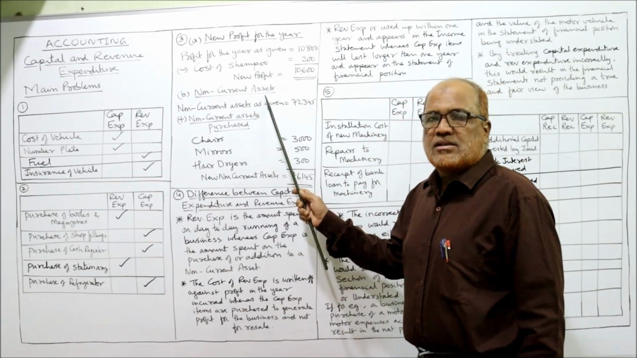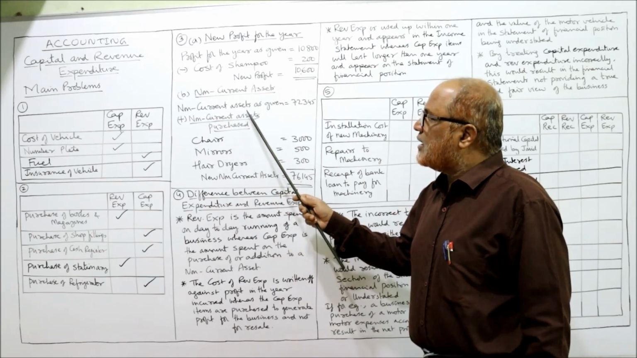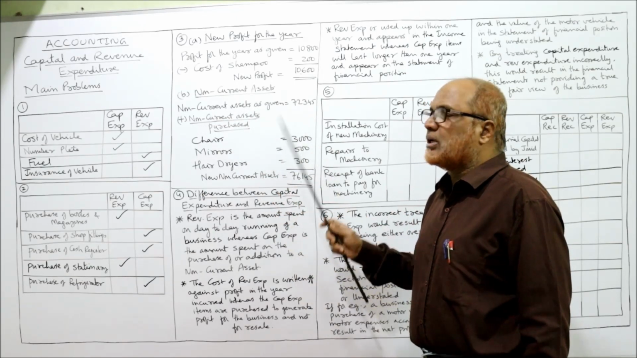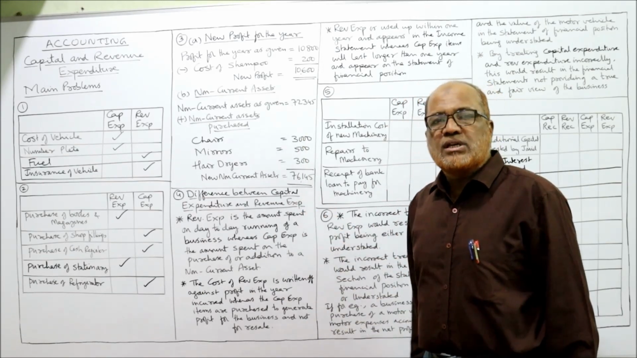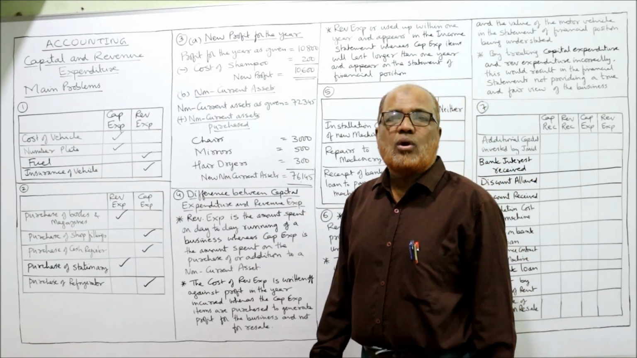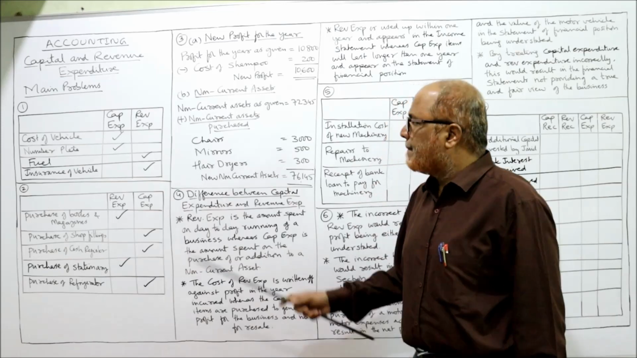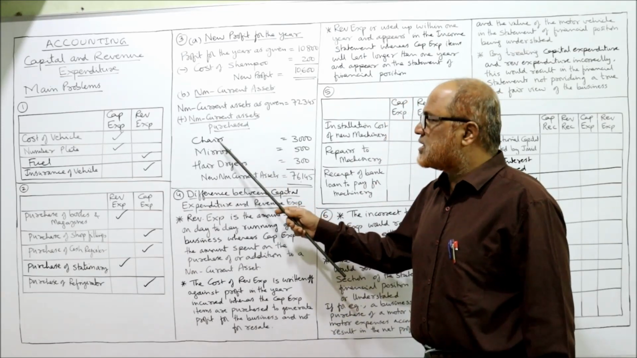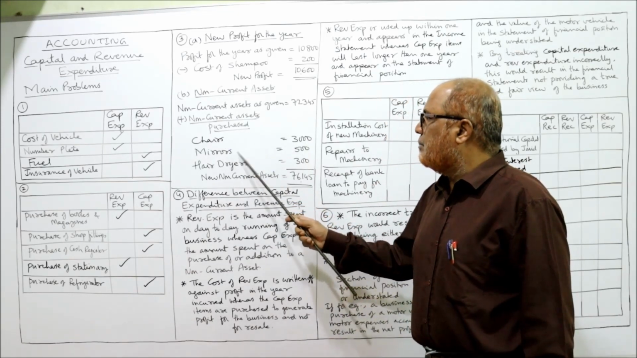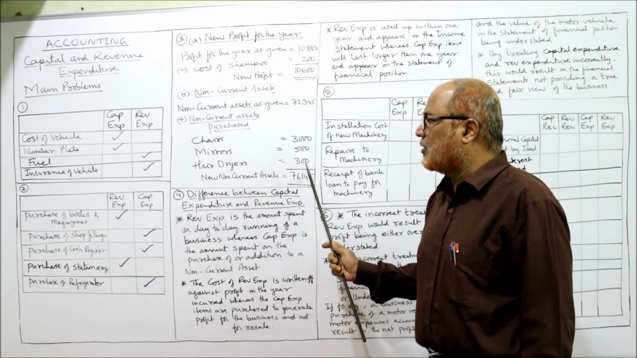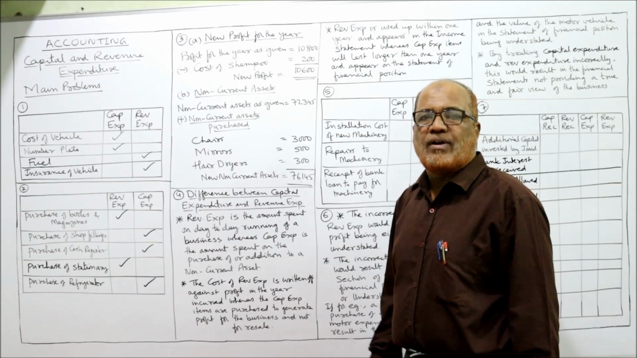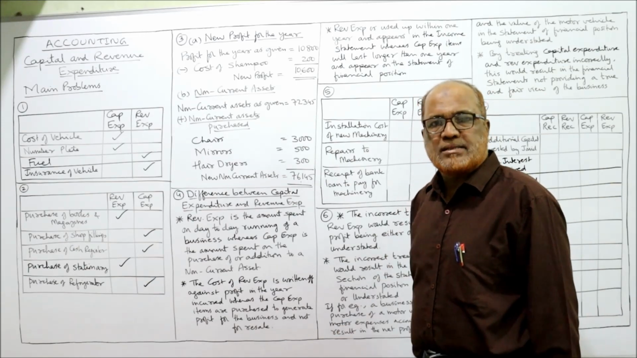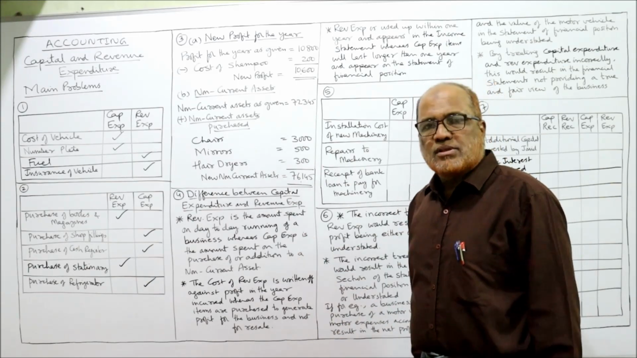Now new non-current assets. The non-current assets as given are 72,345. To this we add new non-current assets purchased. So non-current assets purchased are chairs $3,000, mirror $500, hair dryer $300. So new non-current assets are 76,145. That's it. So 3 problems completed.